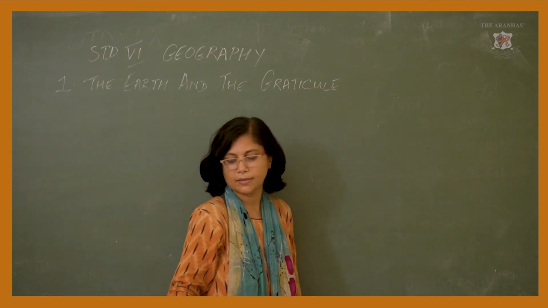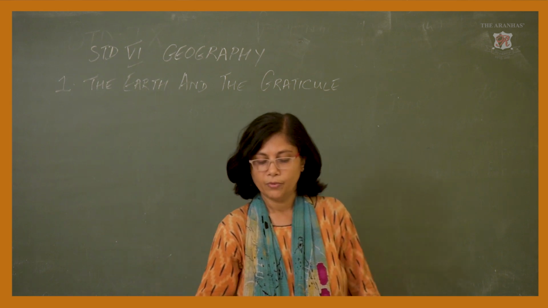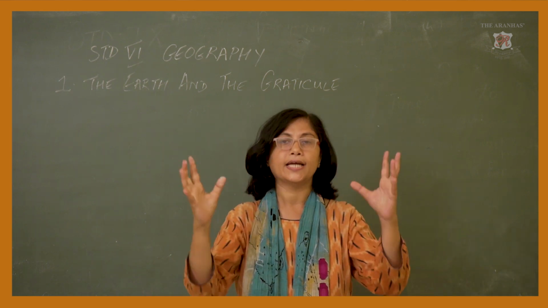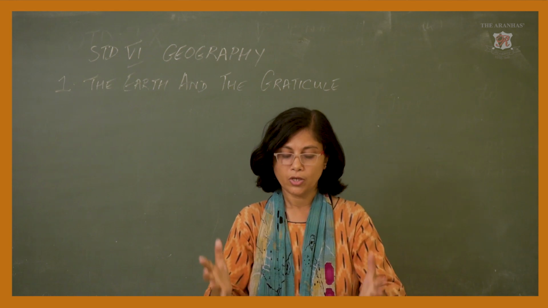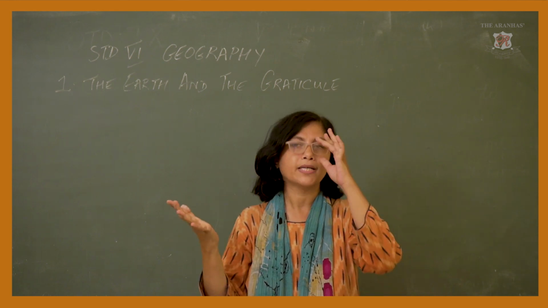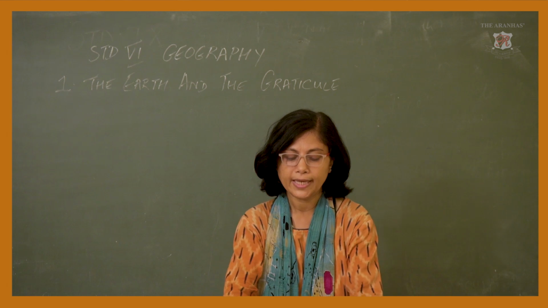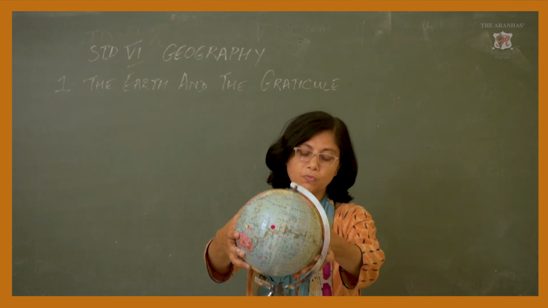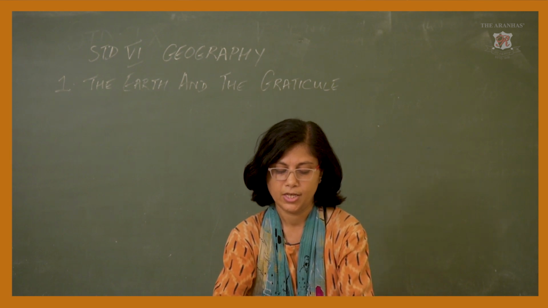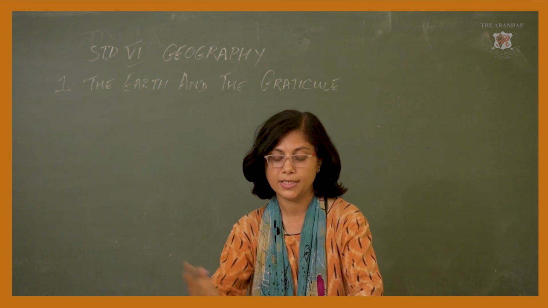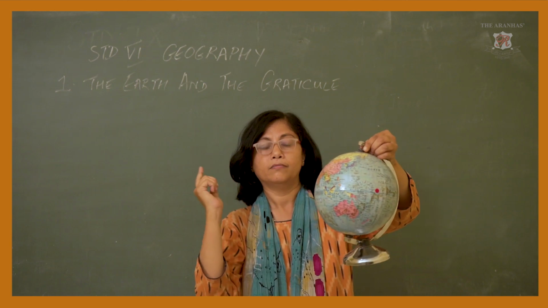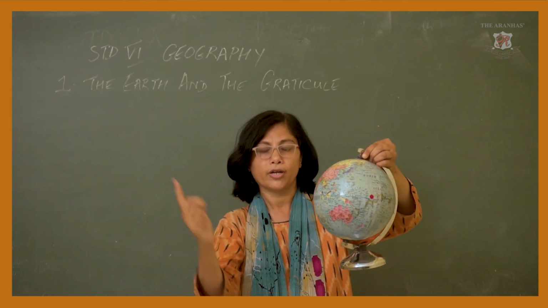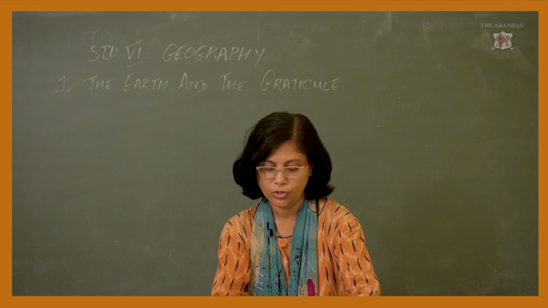In this system, what we do is we draw imaginary lines on the earth. Because we cannot actually draw imaginary lines on the earth, we take something called a globe. A globe is a small model of the earth. So, we can draw imaginary lines on it both vertically and horizontally. Let us see how we do it.